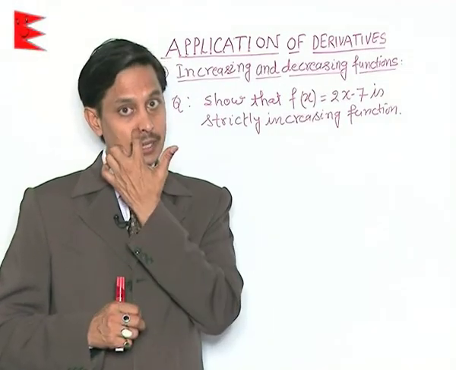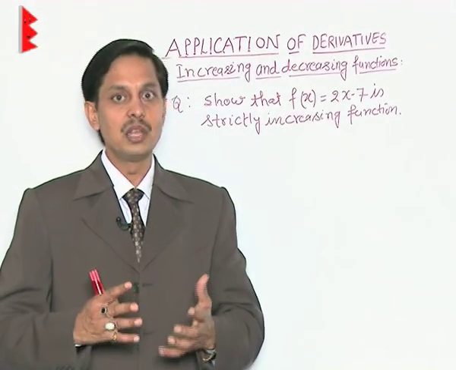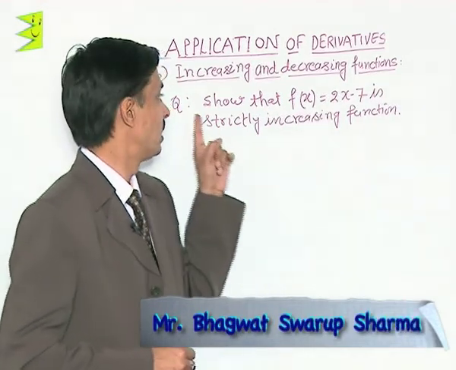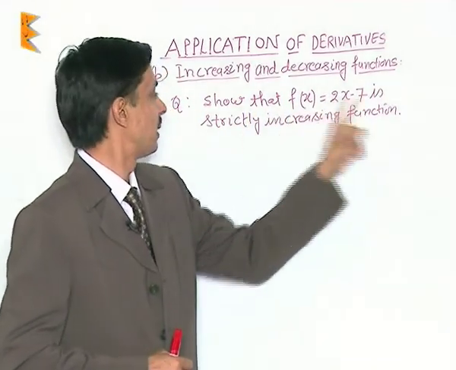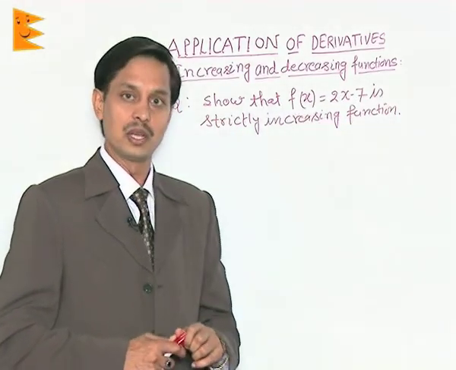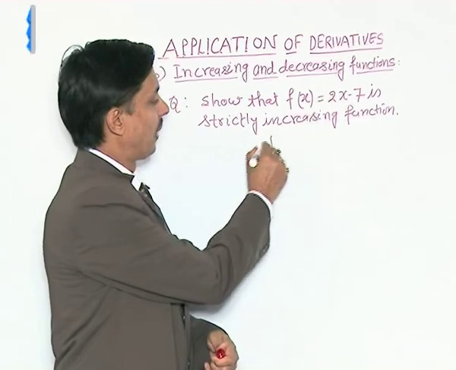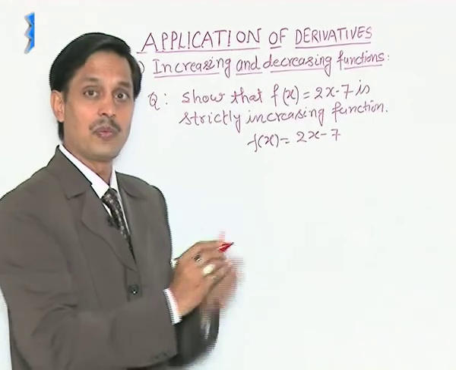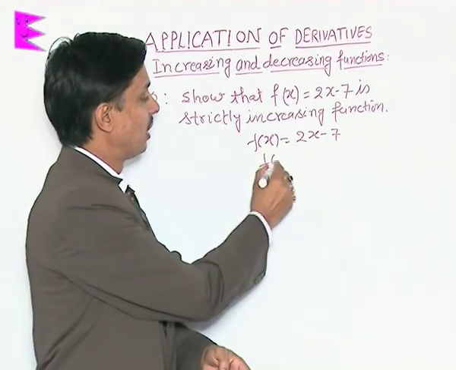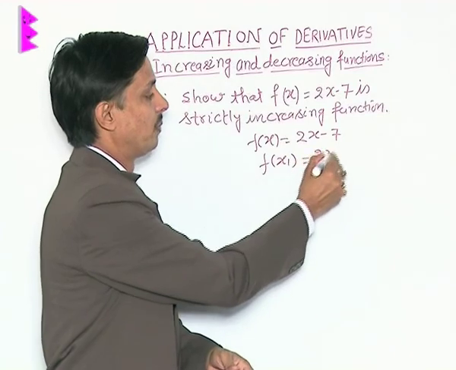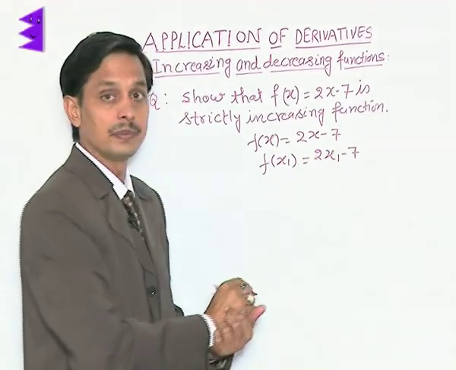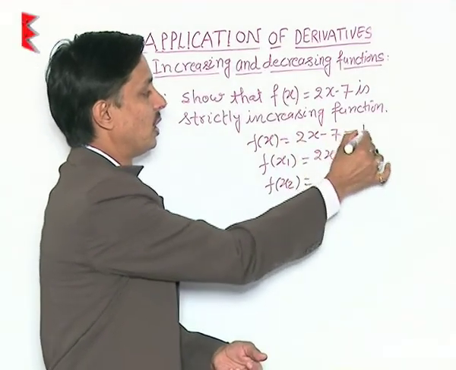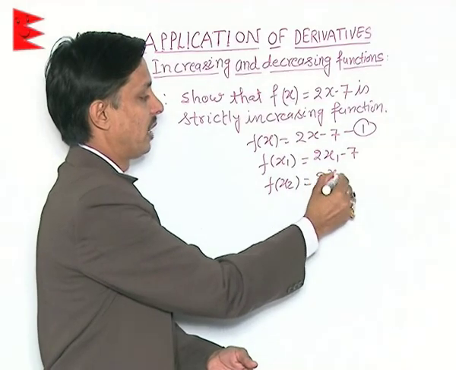After understanding increasing, decreasing, strictly increasing and strictly decreasing, I would like to share one example: f(x) equals 2x minus 7 is a strictly increasing function. We have f(x) as 2x minus 7. In place of x, if I take a quantity x1, f(x1) becomes 2x1 minus 7, and f(x2) becomes 2x2 minus 7.